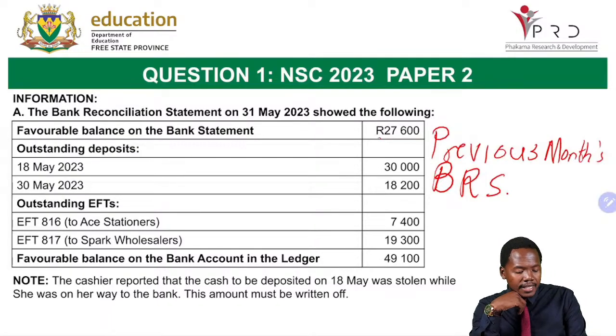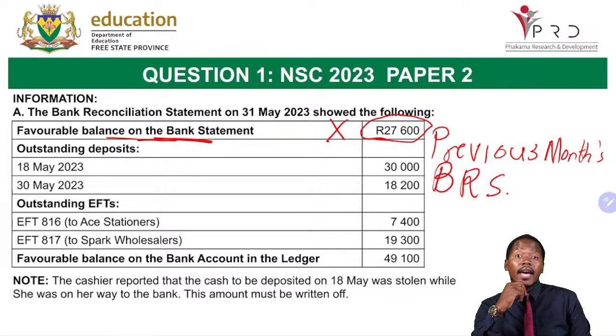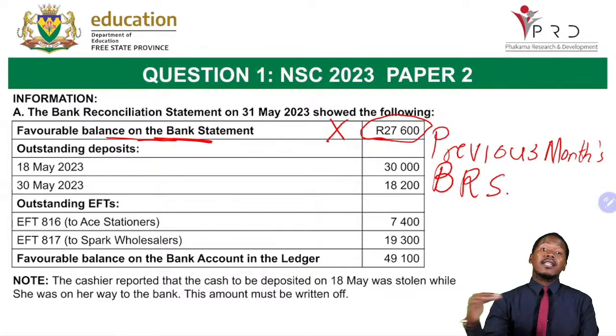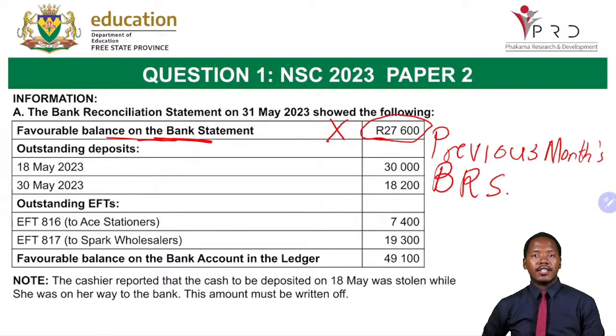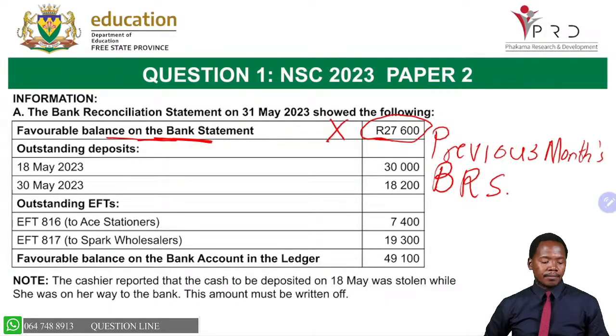Now, but what is it that you need to note here? You need to note that the 27,600, which is the balance as per bank statement from the previous month, means we don't record it anywhere. You don't record that. The only balance per bank statement will be the last one at the bottom of your bank statement. That is what we will record there. So this 27,600 won't be recorded anywhere. So you can just put a cross on that one. We're not going to record it anyway.